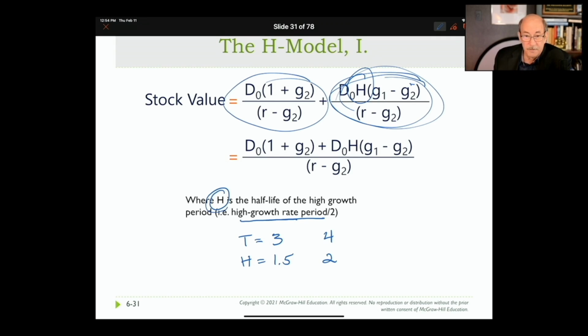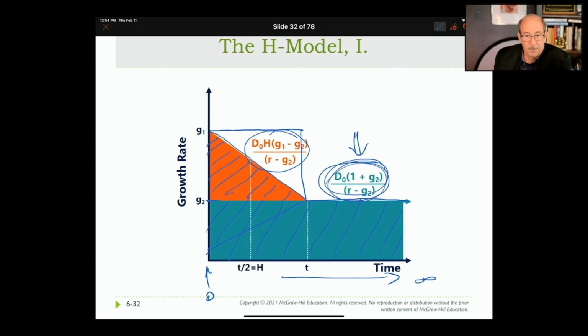And the rest of it is just plugging in the appropriate numbers and chugging through, and it'll give us this sort of model, as opposed to the two-stage, which is simply a step function. All right? Any questions on that? Okay.